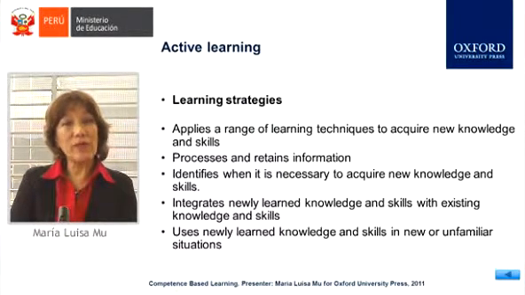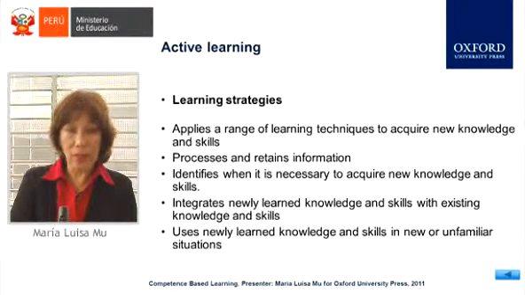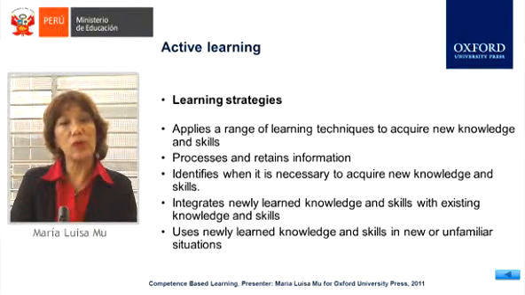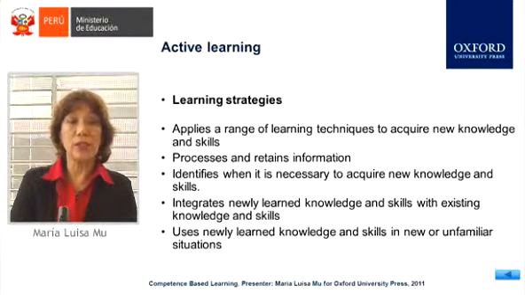When we say that active learning is one academic competence that we have to help our students to develop, we mean we have to help the students to acquire appropriate learning strategies, and make them apply these techniques to acquire new knowledge and skills. They have to learn what strategies help them to process and retain information, and they have to be autonomous enough and aware enough to identify when it's necessary to acquire new knowledge and skills, and integrate this knowledge with existing knowledge and skills.